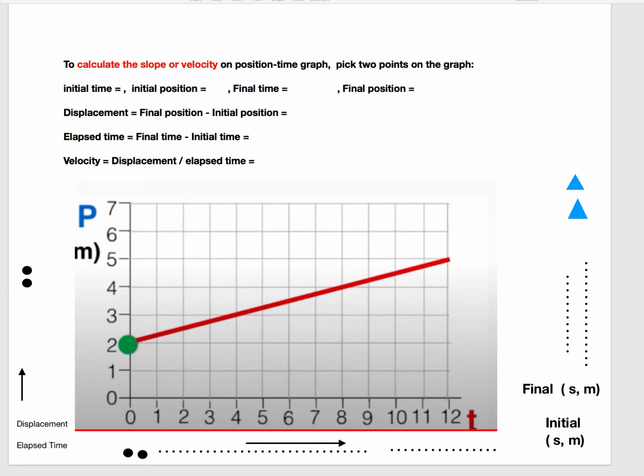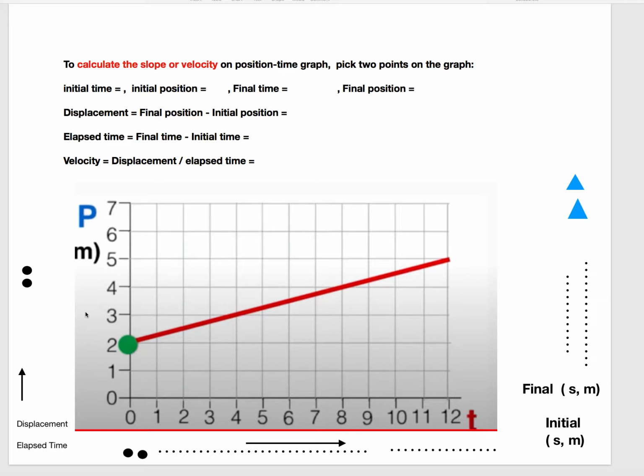Okay, hello everyone. In this short video, I'm going to tell you how to calculate the slope or velocity using a position time graph. The first thing to do is to pick up 2 points on the graph.